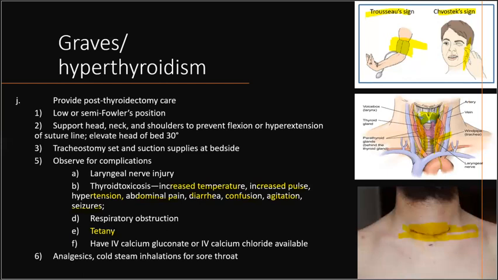But if left untreated, the low calcium may be associated with muscle twitching or cramping and can even lead to seizures or heart problems if severe. Again, you could give your analgesics, cold steam inhalations for the sore throat as a result of the surgery. You also want to adjust the client's diet to new metabolic needs. Other antithyroid medications we could give would be your methimazole, your propylthiouracil, we talked about, your potassium iodide, and radioactive iodine.